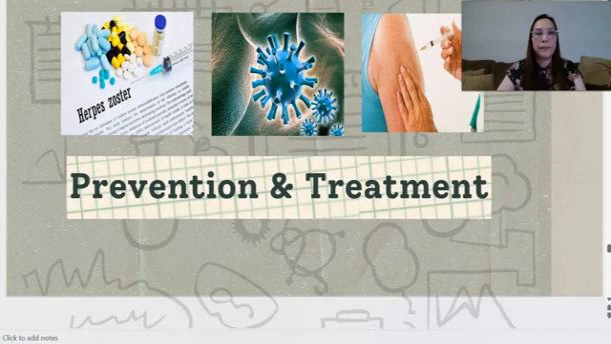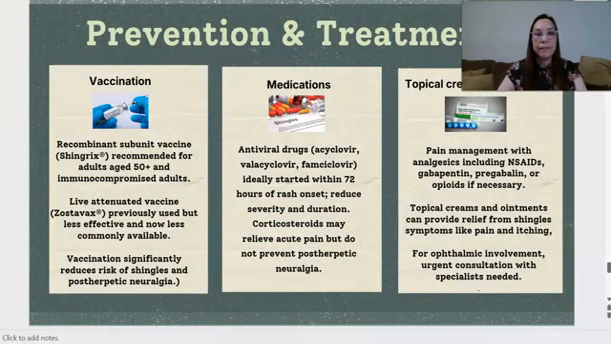Prevention and treatment. This picture is about preventing and treating shingles. First and foremost is the vaccination. A vaccine called Shingrix is recommended for people over 50 and those with weakened immune systems. An older vaccine, Zostavax, is less effective and not widely used now. Vaccination helps lower the risk of getting shingles and a long-term pain condition called post-herpetic neuralgia.